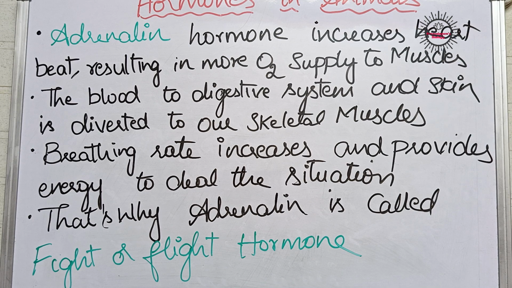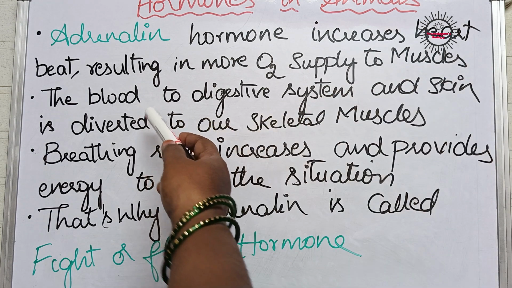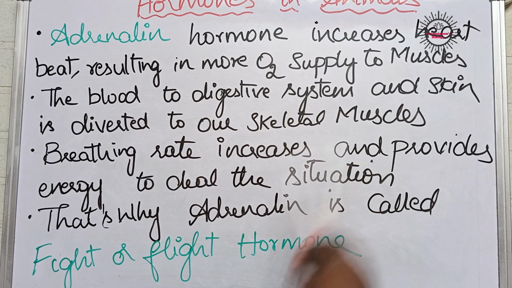Why? Because during that scary situation we have to use our skeletal muscles, isn't it? Either to fight against it or to run away from that situation. We have to use our skeletal muscles, we have to use our hands and legs. That's why they need more amount of energy, so blood circulation will be more to our skeletal muscles.